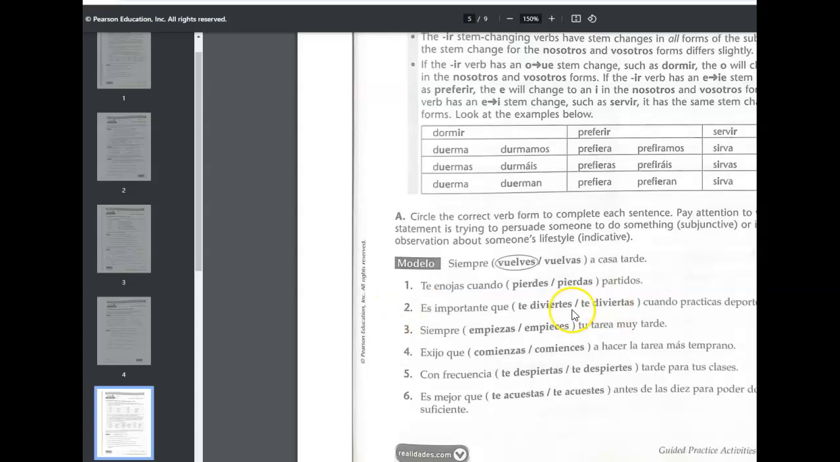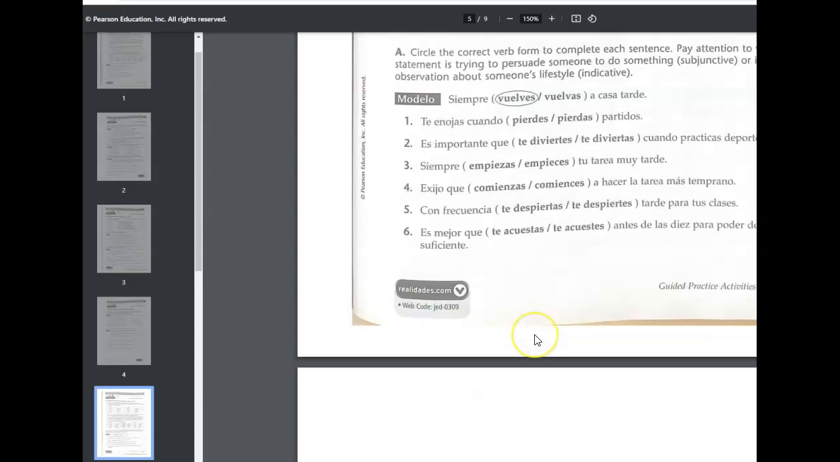Correct answer for number 2, te diviertas. Because divertirse is an IR verb, and that would be the subjunctive ending. Siempre empiezas tu tarea muy tarde. You always begin your homework very late. No need for the subjunctive there.